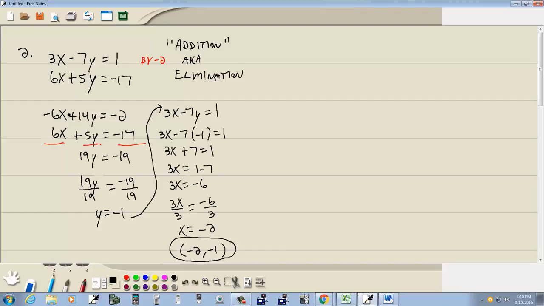Now we're done with that problem, that's as if we eliminated the x's. Let's take a look at eliminating the y's, just to see how the two compare. So I got 3x minus 7y is equal to 1, and 6x plus 5y is equal to negative 17. Now first off, for them to be eliminated, they have to be different signs. So if I'm working on the y's, here's a negative, here's a positive. They're different signs, so that's fine.